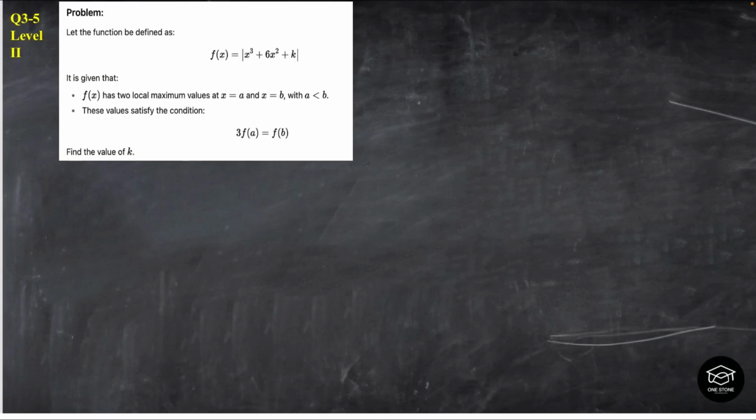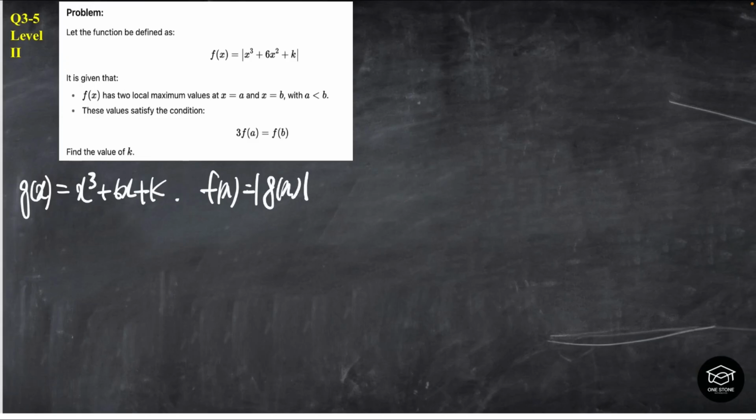To begin, we look at the expression inside the absolute value. Let's define a new function, g of x equals x cubed plus 6x squared plus k. Then f of x is just the absolute value of g of x. To locate possible maximum or minimum points of f, we need to examine where g of x has critical points. Let's differentiate g of x.